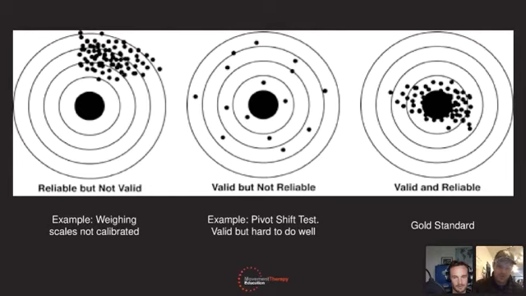And so what we're aiming for, hopefully, is the bullseye. We're aiming for a valid test that does what it says it should do, and it's repeatable. So you can do it again and again. It doesn't matter when you do it or who does it, we get the same result. So that hopefully encapsulates all of what we've just talked about.